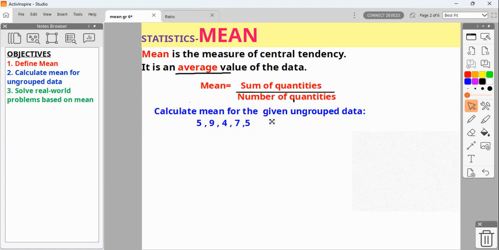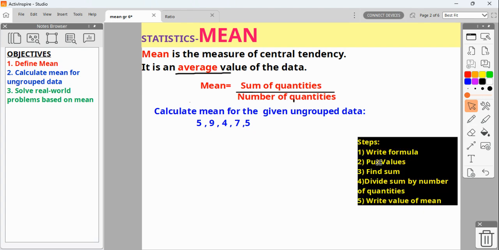Let's calculate mean for the given ungrouped data 5, 9, 4, 7, 5. So whenever we want to calculate mean, we should remember some steps. Step number 1, write formula. Step number 2, put values in the formula. Step number 3, find sum. Step number 4, divide sum by number of quantities. Step number 5, write value of mean.